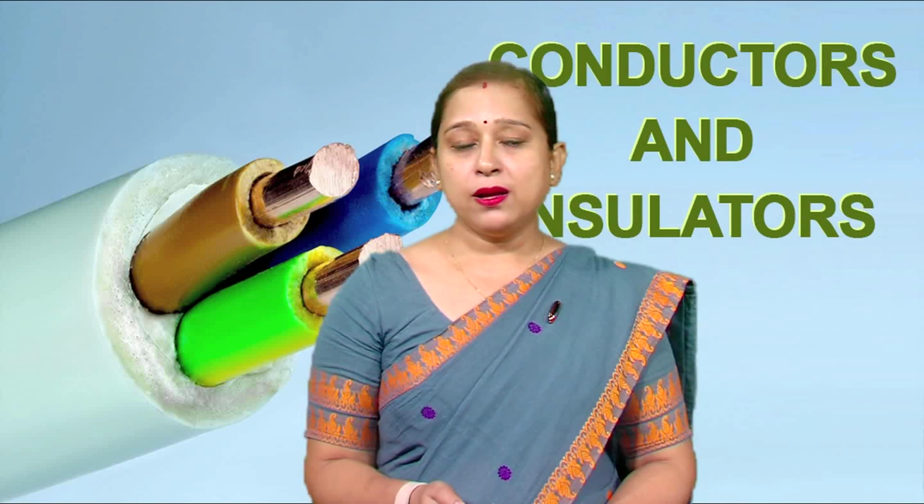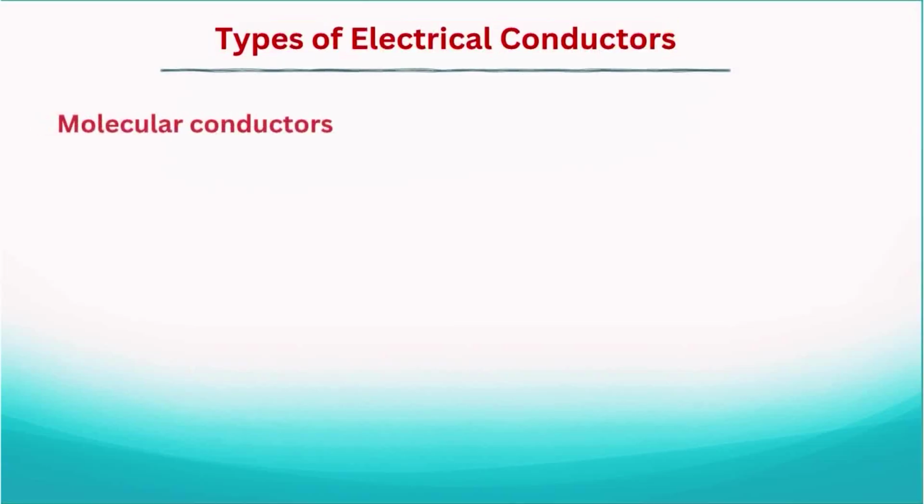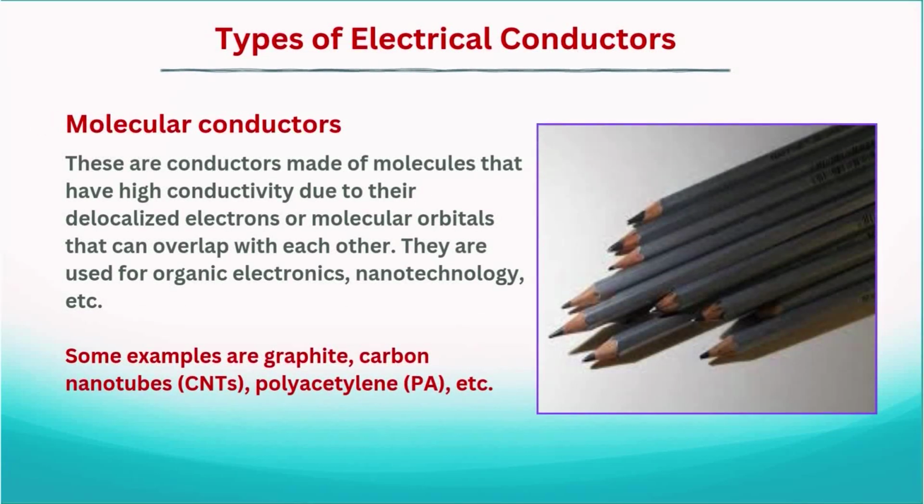Again, we can go for the molecular conductors. These are conductors made of molecules that have high conductivity due to their delocalized electrons or molecular orbitals that can overlap with each other. They are used for organic electronics, nanotechnology, etc. Some of the examples are graphite, carbon nanotube, polyacetylene, etc.